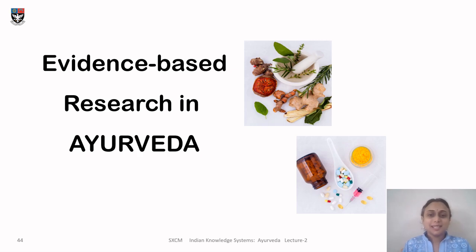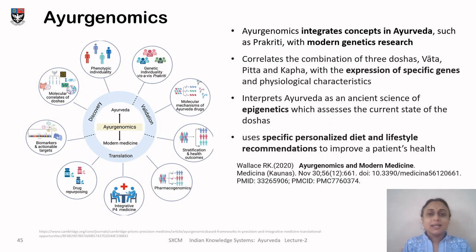We will conclude lecture 2 with an overview of evidence-based research that is currently being undertaken in the area of Ayurveda. We begin this section by talking about Ayurgenomics. It's a new field that integrates the concepts of Ayurveda with modern genetics research. What it does is it looks at the expression of various genes in the body and correlates them to the Vata, Pitta and Kapha Prakritis, to the individual constitution of a person.